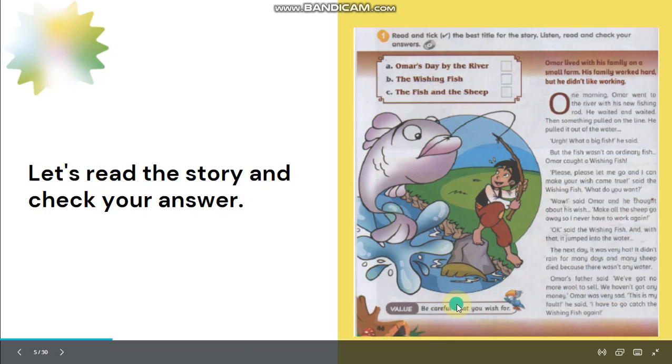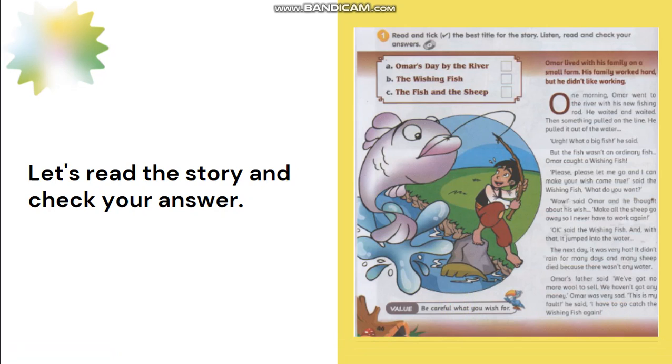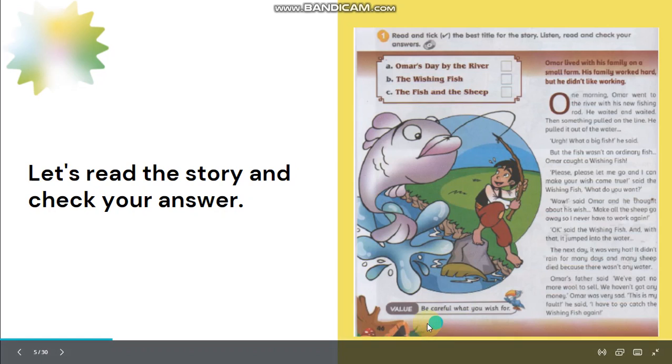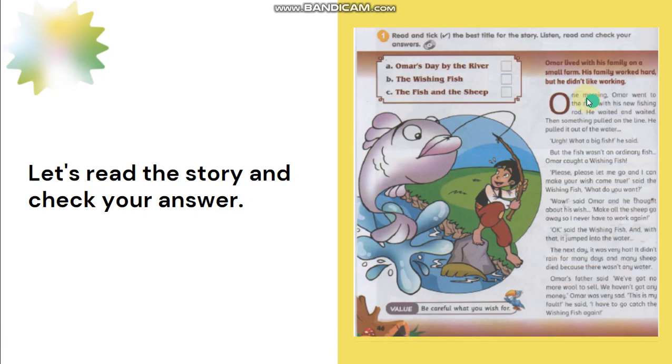Okay, so did you enjoy the story? Alright, so before we continue, I would like to ask some questions to check your comprehension. Number 1, where does Omar live? He lives on a small farm. Does he like working? No, he doesn't like working. Where does Omar go one morning? One morning, Omar went to the river with his new fishing rod. What kind of fish does he pull out of the water? A wishing fish. What will the wishing fish do if Omar lets it go? To make his wish come true.